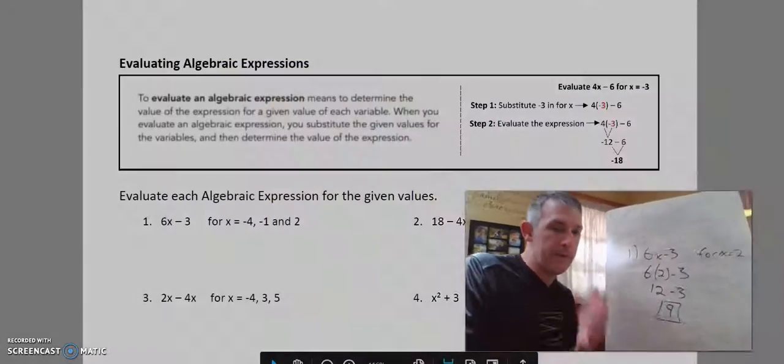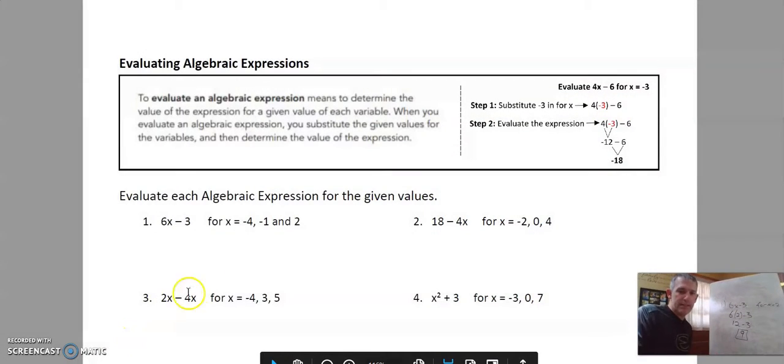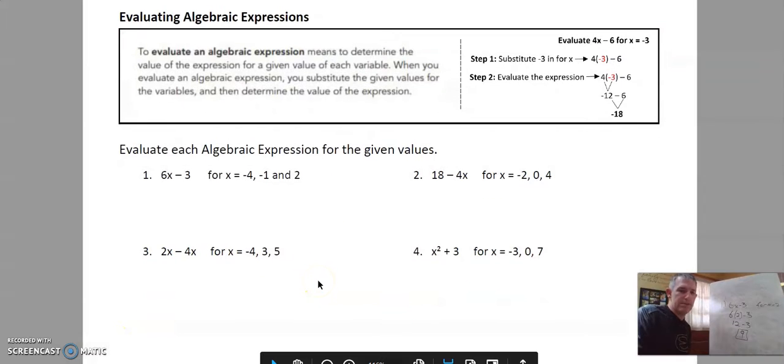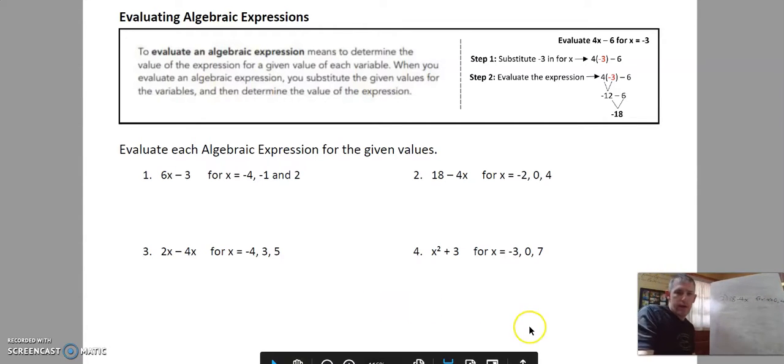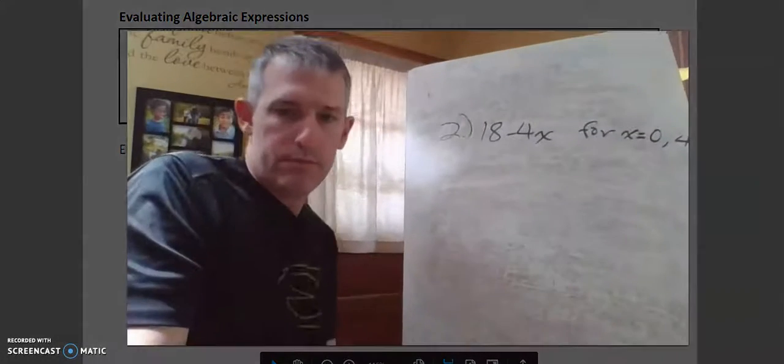Let's take a look at one where we are going to do more than 1, because this is kind of a weird thing in algebra. You think, well, wait, how can x be more than one thing? Well, it can be one thing at a time. All right, let's look at number 2. Number 2, 18 minus 4x for x, we're not going to worry about the negative 2, 0, comma 4. All right, closer look.